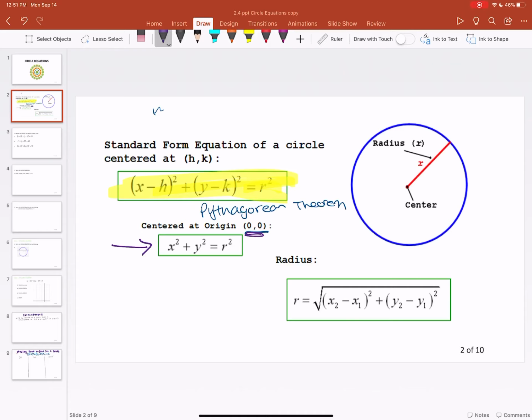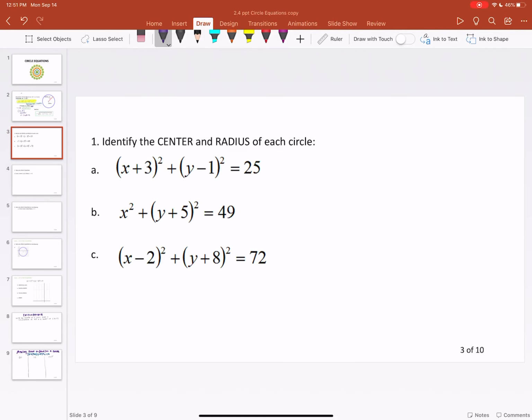And notice that both of these equations are generated from the Pythagorean theorem, which you should have already gathered from the deriving task. h and k are the center of my circle, and r is the radius. All right, so let's look at some examples. Identify the center and the radius of each equation.